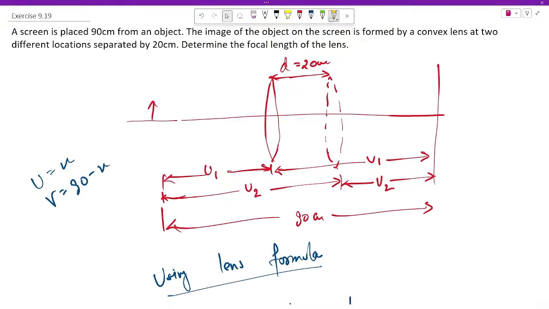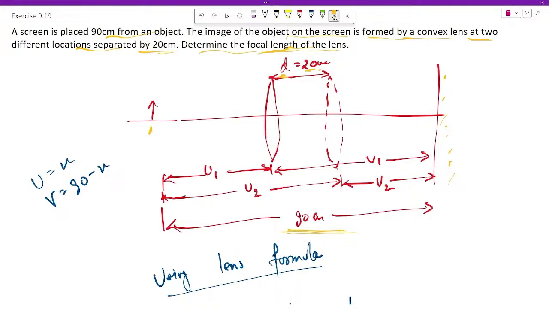The question says that a screen is placed 90 centimeter from an object. The image of the object on the screen is formed by a convex lens at two different locations separated by 20 centimeter. Determine the focal length of the lens. So we have been given an object and a screen, and the distance of separation between them, that is 90 centimeter, and we have to find out what would be the focal length of this lens, given that there are two positions for this lens where the image can be cast on this screen, and those positions are separated by a distance of 20 centimeter.